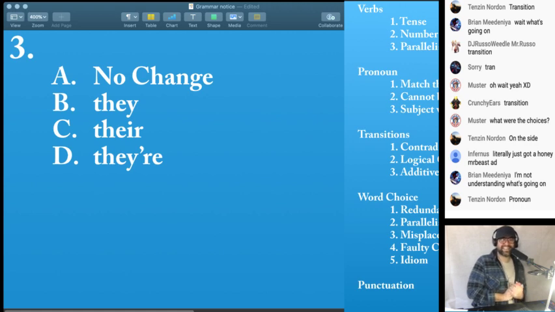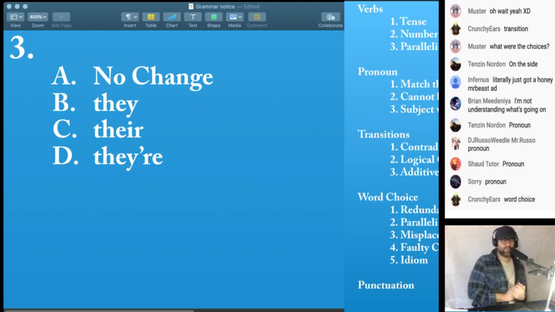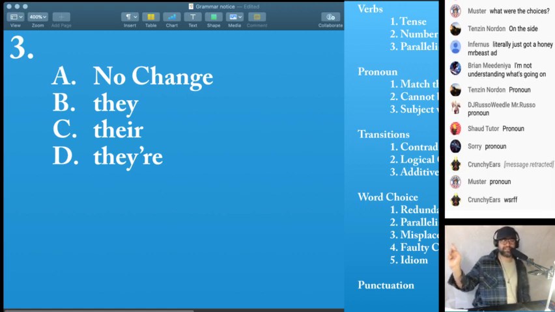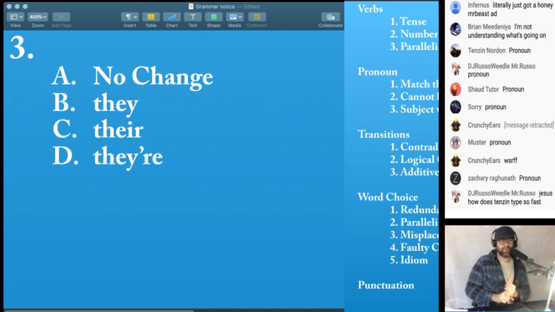What we're doing is diagnosing questions. Pronoun, yes. Exactly. You'll see on the side here, we have verbs, pronouns, transitions, word choice, and punctuation. All of these questions, all you get to see is the answer choice, and you have to tell me which category the question falls under. So yeah, pronoun. This is a pronoun question. We need to ask ourselves about the ownership of the pronoun or what they're trying to get across using this. What's the next one?